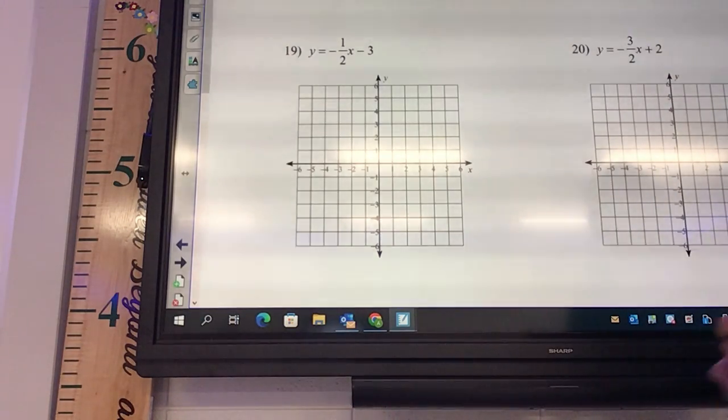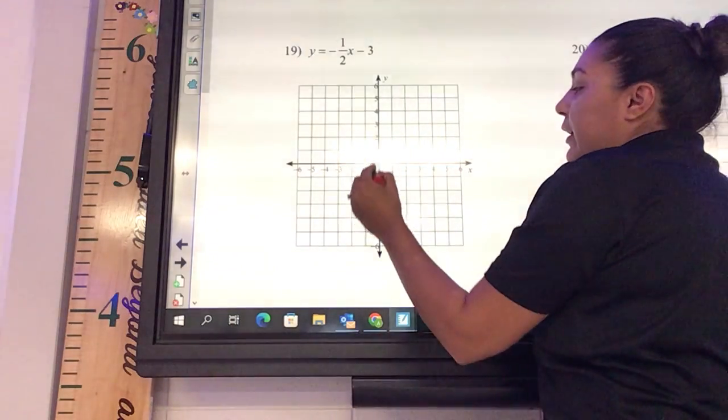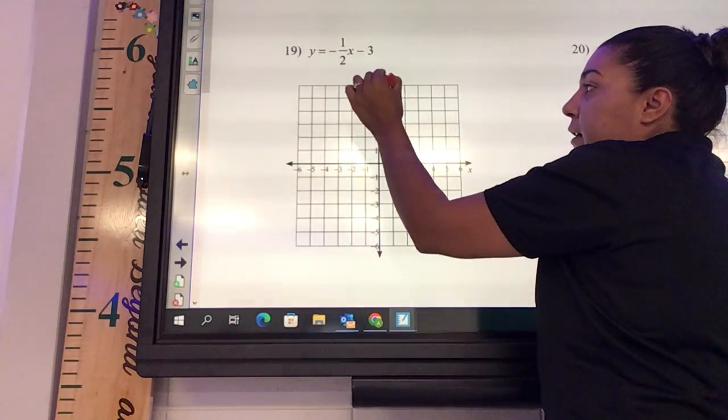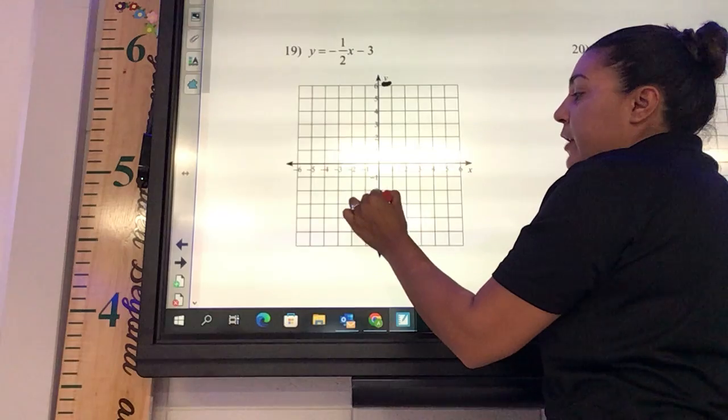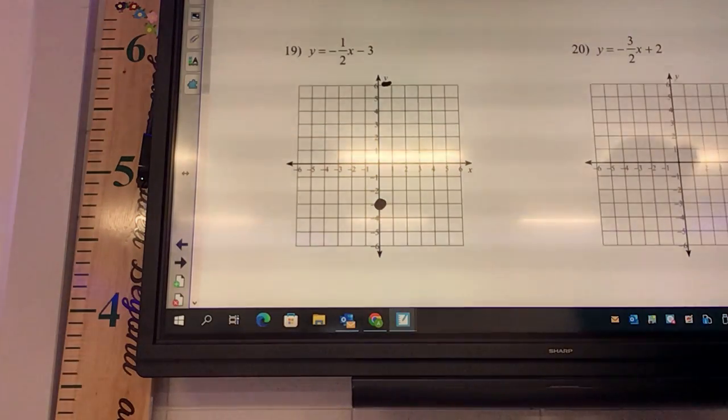Okay, 19. Where does this graph start? -3. At -3. So we're gonna go to the y line and go down till -3, and you put your dot. It's easy. I mean, this is hard.